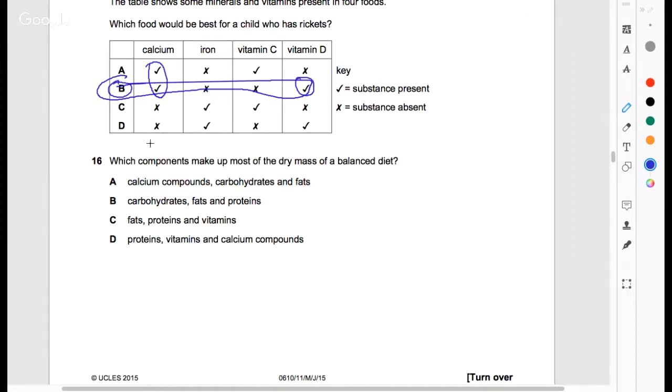So most of the dry mass, that means most of the stuff you eat. And most of the stuff you eat is providing you with energy. And the things that provide you energy are carbohydrates, proteins, and fat. Not calcium. Calcium, vitamins and minerals have to be eaten. They are essential, but they're only needed in very small amounts, milligram quantities normally. So B, carbohydrates, fats, and proteins is the correct answer, which is most of the dry mass. The dry mass is the critical bit there.